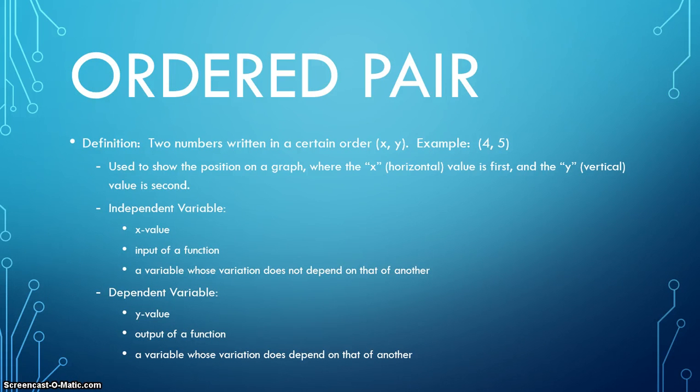So just like before, we have the definition of an ordered pair. It's two numbers written in a certain order, x, y. An example is 4, 5. Two numbers inside parentheses with a comma in between.